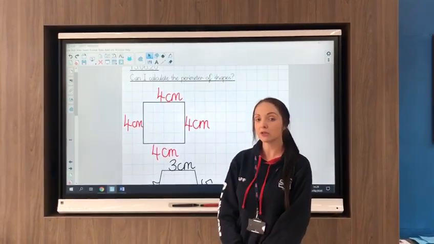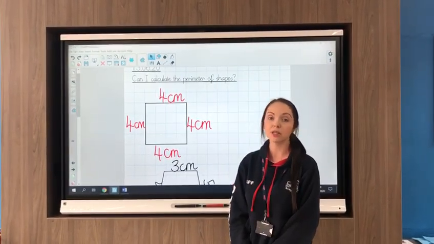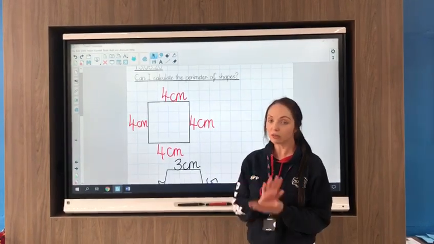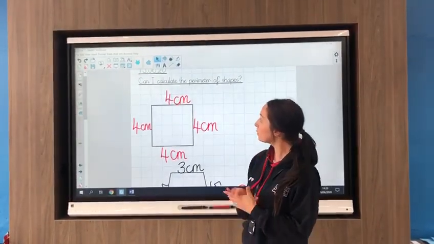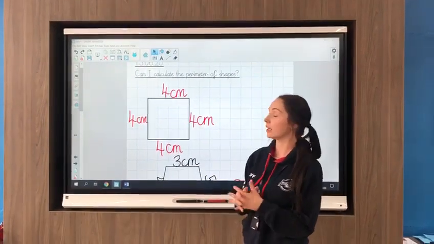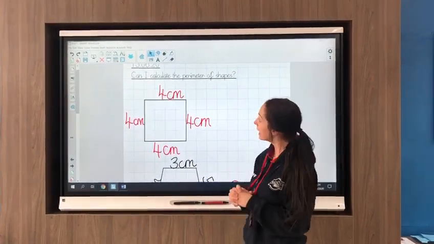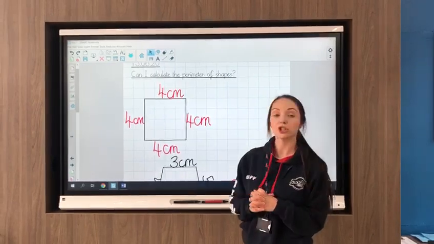Now we've had a look at this in school a little bit just before we closed, but we didn't really get into it much, so we're going to have another go and we're going to go back to the basics. So today we are just thinking about perimeter, and our learning question is, can I calculate the perimeter of shapes?